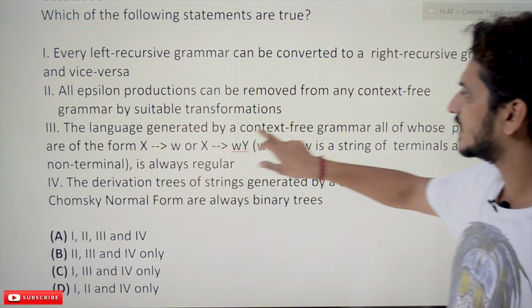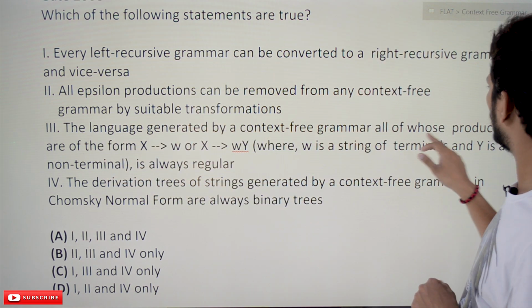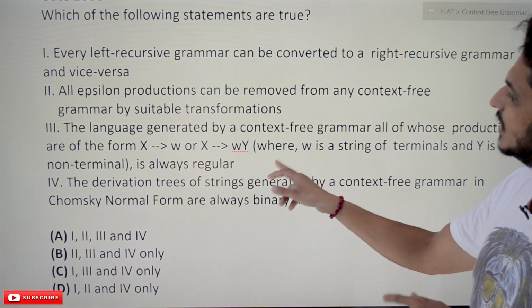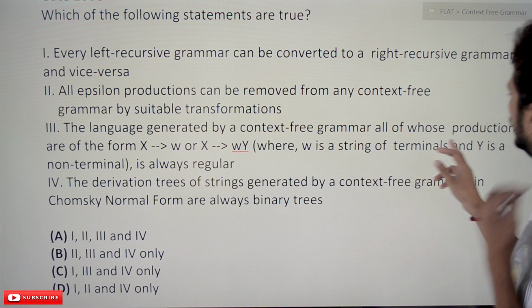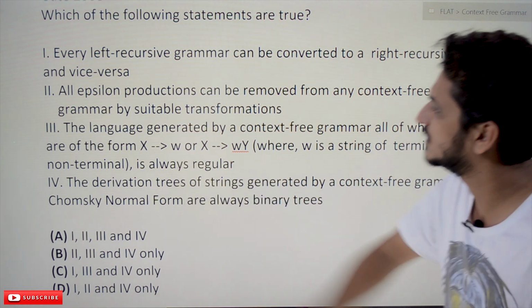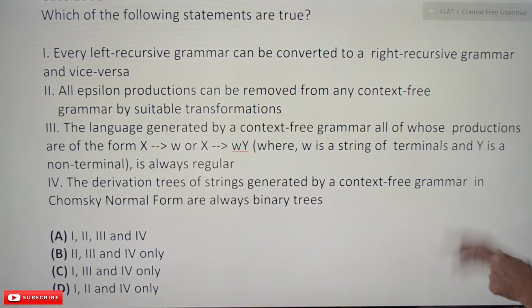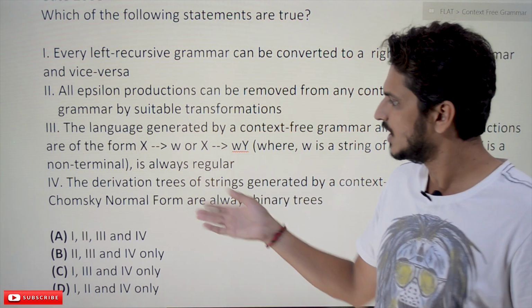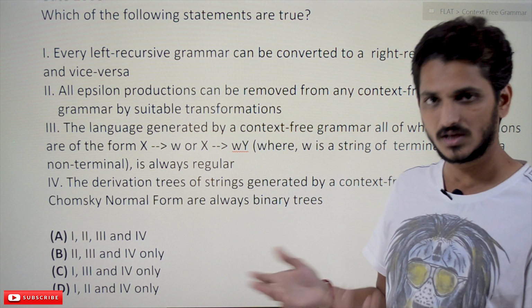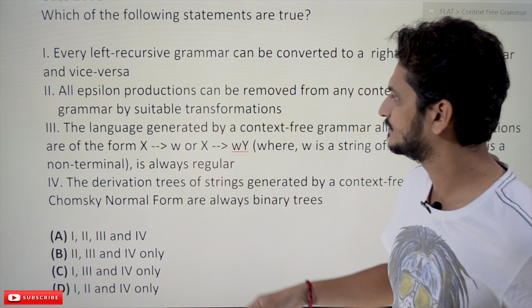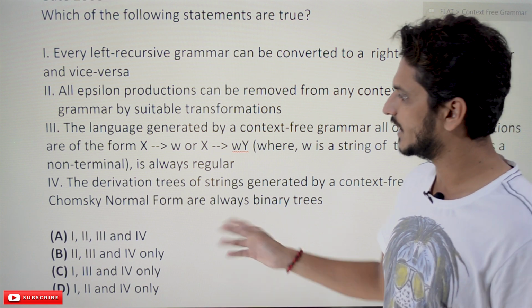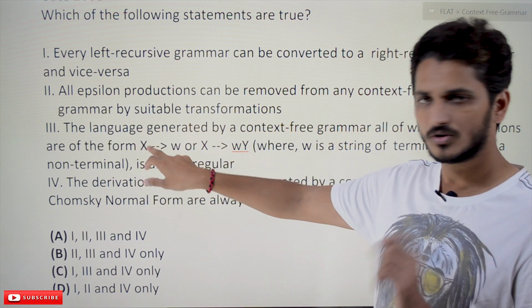The language generated by a context-free grammar, all of whose productions are of the form X tends to W or X tends to WY, where W is a string of terminals and Y is a non-terminal. This is similar to a right linear grammar, so it is always a regular grammar. Yes, the language generated is a regular language. So this statement is also true.